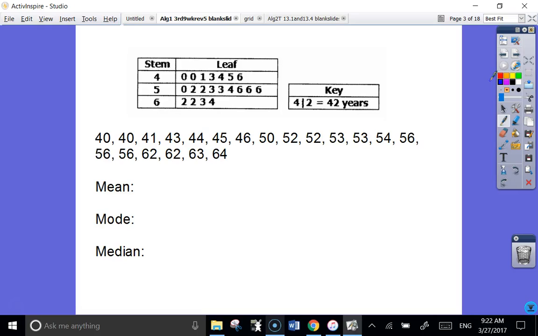So the stem, in this case, is like the tens place, right? And the leaf is the ones place. So 4 in this column with a 2 in this column would be the number 42. You remember that? So you could unpack that, and it would tell you that those numbers actually represent 40, 40, that's the 2 zeros, 41, 43, 44, 45, 46. Then we jump to the 50s, 50, 52, 52, 53, 53, etc. So you just unpack it that way.